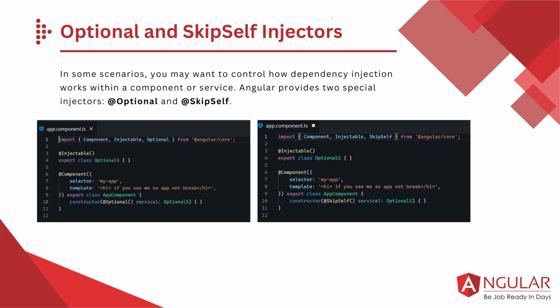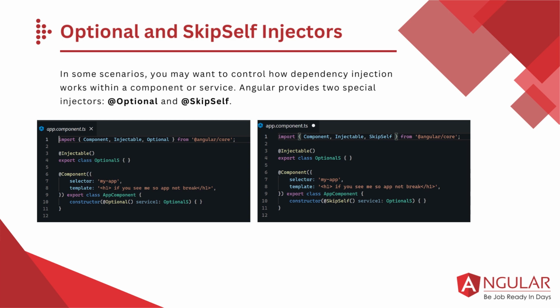Instead, it will set the injected service to null. This can be useful for providing fallback behavior in case the service is missing. SkipSelf: the SkipSelf decorator tells Angular to start searching for the service from the parent injector, skipping the current component or service's injector. This can be handy when you have nested components with different instances of the same service and want to access a specific instance.